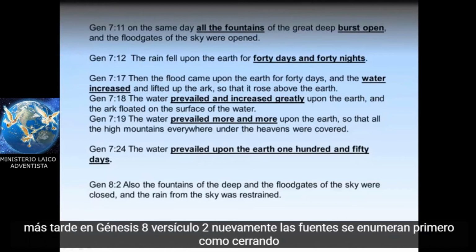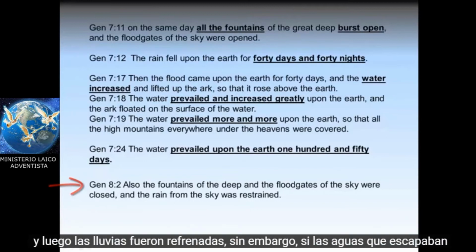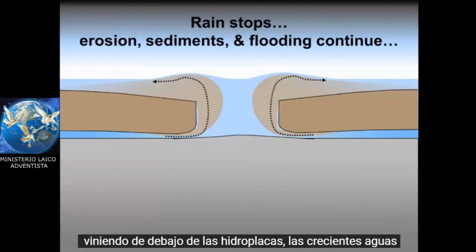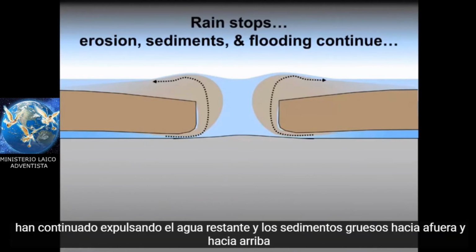Later in Genesis 8 verse 2, again the fountains are listed first as closing and then the rains were restrained. However, if the escaping waters were coming from under the hydroplates, the rising floodwaters would have blanketed the fountains and stopped the rain, but the weight of the plates would have continued to push the remaining water and thick sediments out and up to the surface.